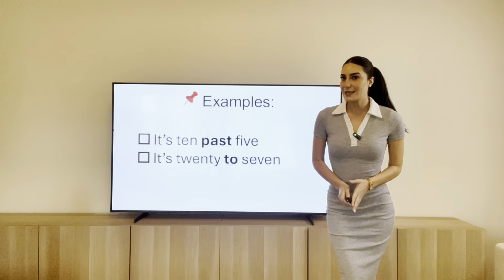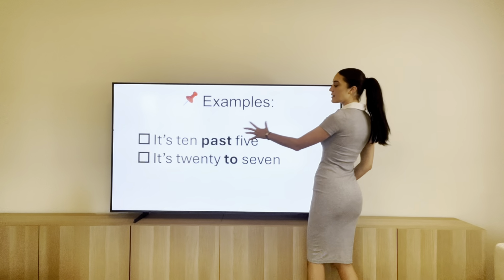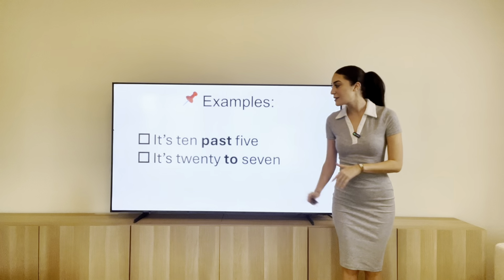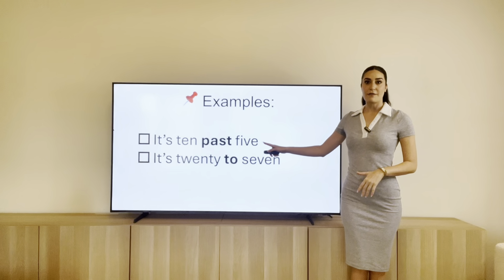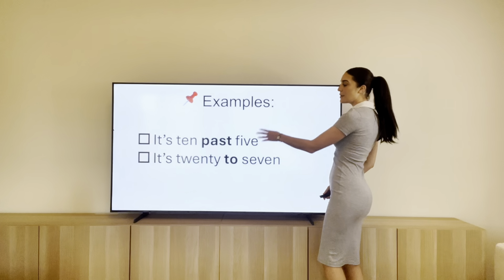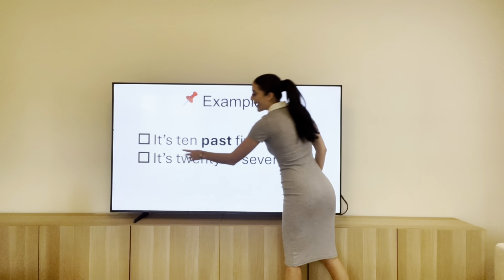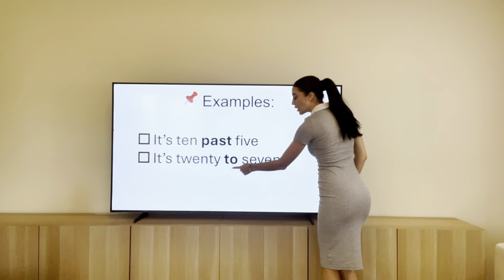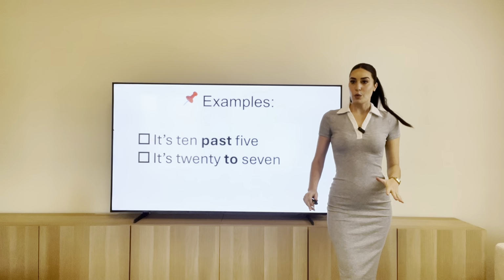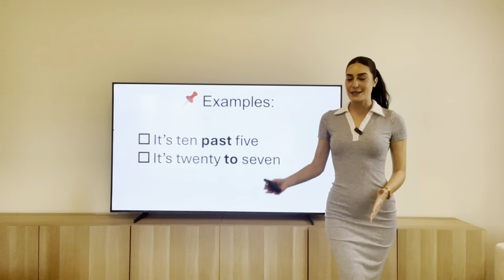Let's have a look at some of these examples. So you can say it's 10 past 5. That means 10 minutes has gone past the hour, which is 5. So you could say that it's 5:10 or 10 minutes past 5. What about this one? It's 20 to 7. So is it 7 yet? No, we've still got 20 minutes to go until it's 7.